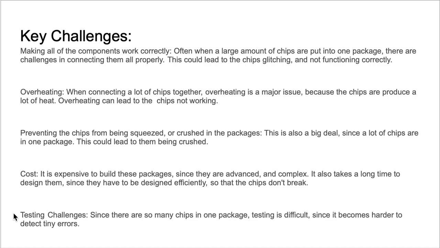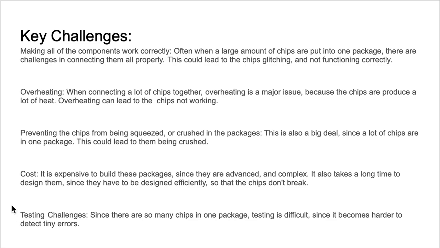And then there are also a lot of challenges involved in the testing process. Testing whether those chips work. There's a lot of challenges in that, and the reason is because there are so many chips in one package, it becomes difficult to test. It also becomes harder to detect any errors, like tiny small errors. It's hard to detect them.